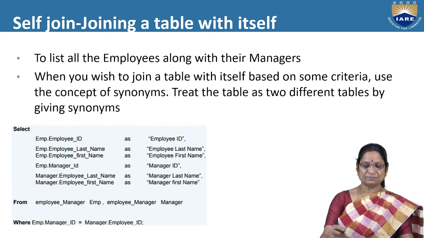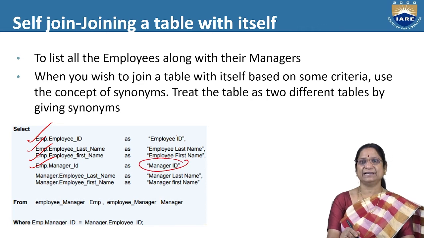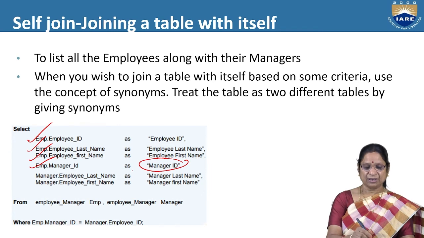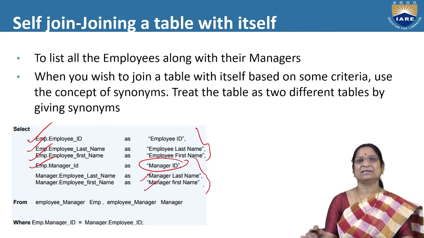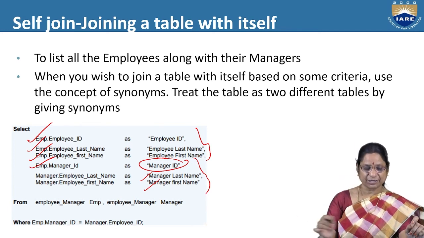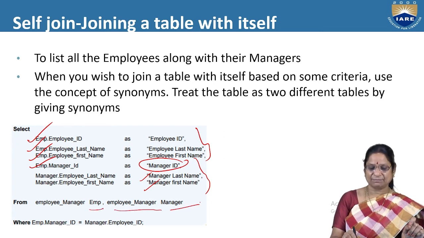Select. You observe EMP employee ID, last name, first name, manager ID. I am renaming it as manager ID. Headings are changed as the AS clause is used. Manager last name, manager. This is the employee details and the respective manager details. But all exist in the same table, no? So how can I use employee and manager? I am using the table name as EMP, employee, and manager as manager.